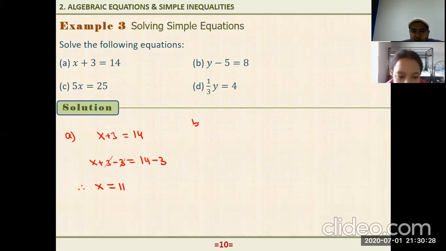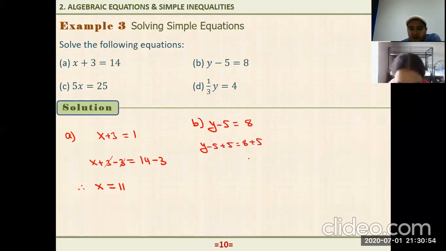How about B? y minus 5 equals 8. How can I eliminate this negative 5? It is subtracted, right? So I should do something opposite to subtraction. What is it? Addition. So if I add 5 to both sides of the equation, here we have 8 plus 5, nothing changes. But now negative 5 plus 5, what is it? 0. What is left here? y alone. 8 plus 5?